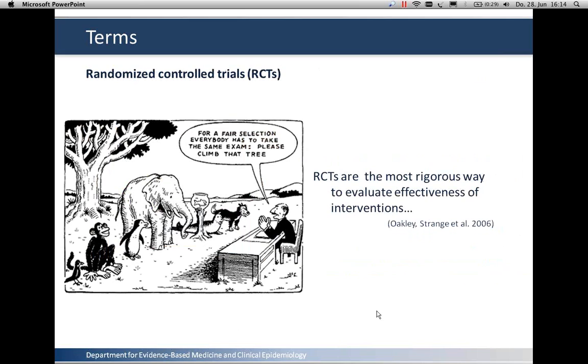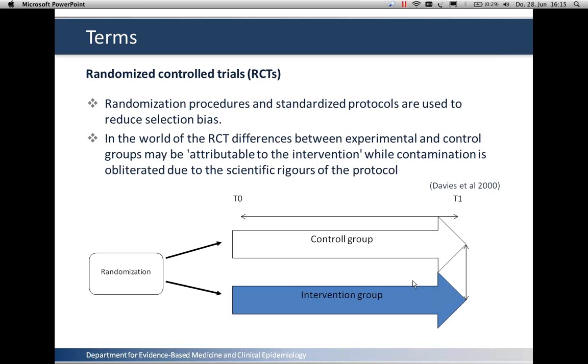Okay, and then last but not least, what about the randomized controlled trial? RCTs are the most rigorous way to evaluate the effectiveness of interventions. I'm sure everybody agrees. And to make it clear, what are the key features of randomized controlled trials, RCTs? It's the randomization procedure, the standardization procedure and the protocol, which are used to reduce selection bias. And in an ideal world of RCT, the differences between experimental and control groups may be attributable to the intervention and only to the intervention.